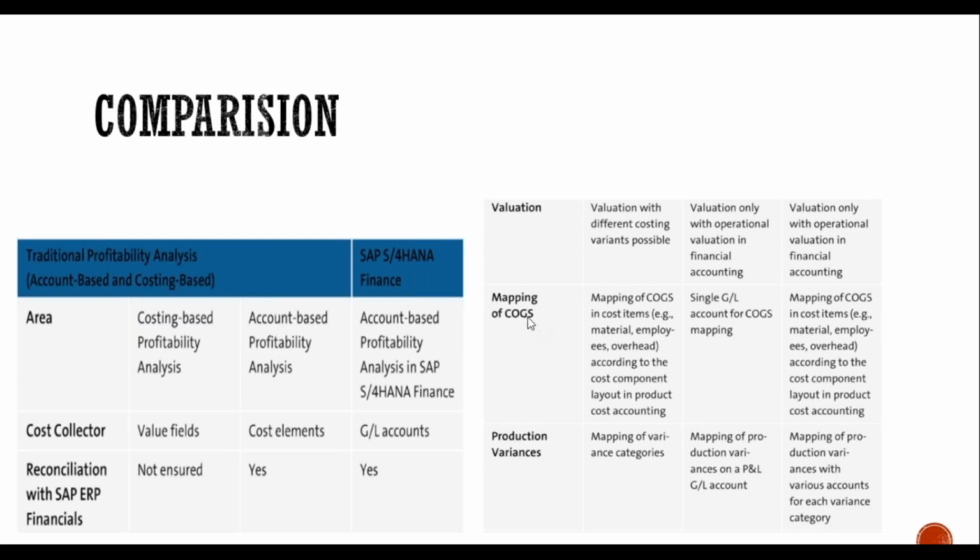When it comes to COGS split, in ECC, COGS split was only possible in costing-based COPA. In account-based COPA in ECC, it was not possible. There was only one GL account for COGS. But in S/4HANA, it is now possible with account-based COPA also. The same goes for variance: variance split is also possible in account-based COPA in S/4HANA.